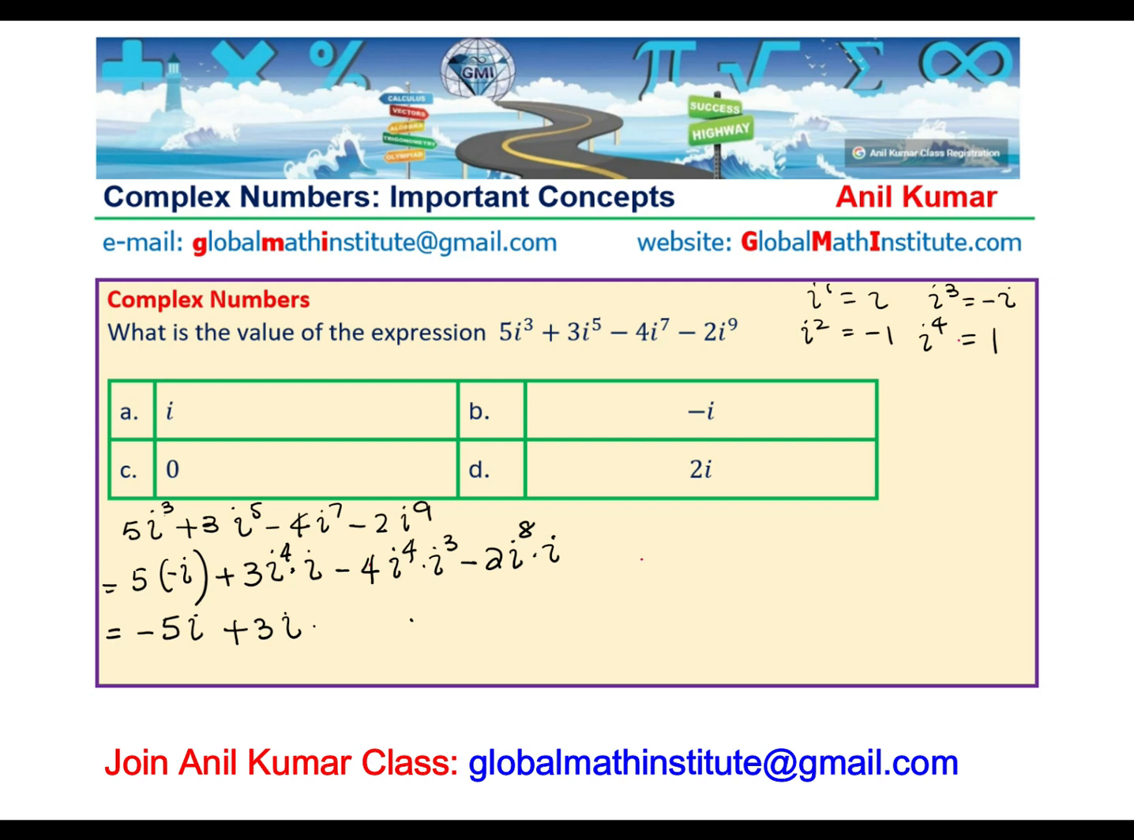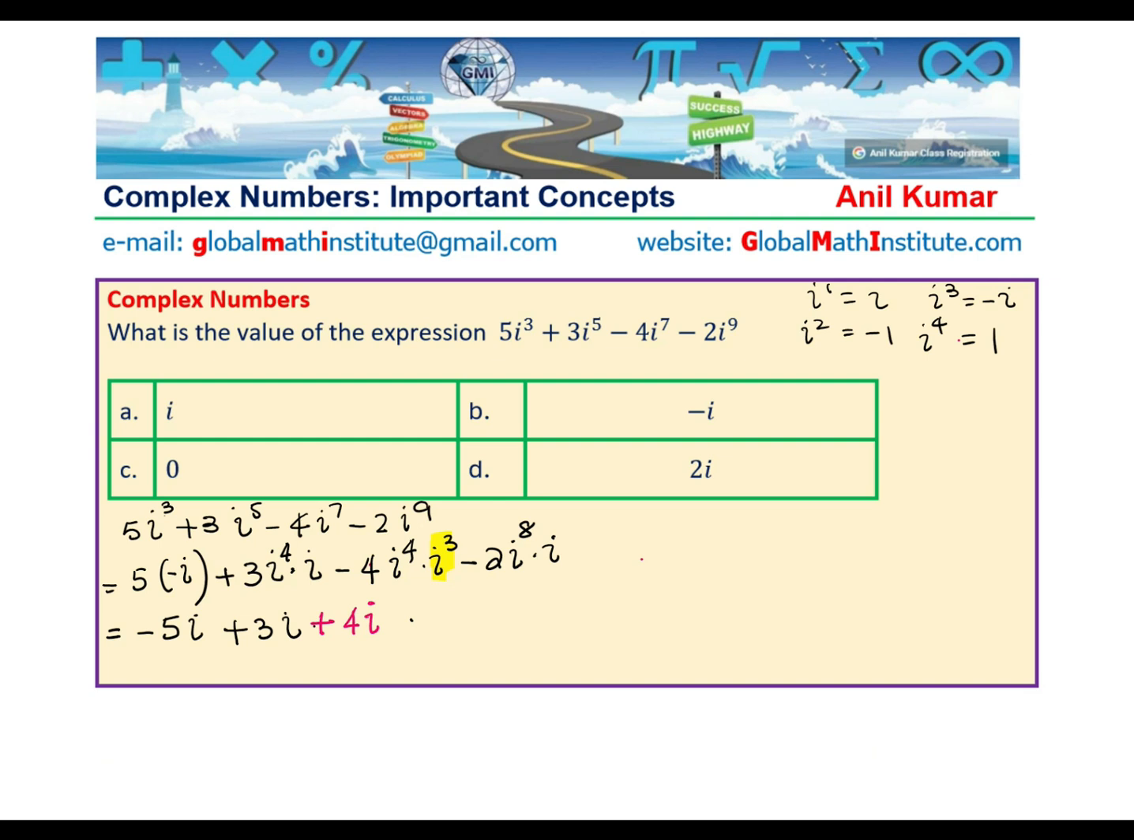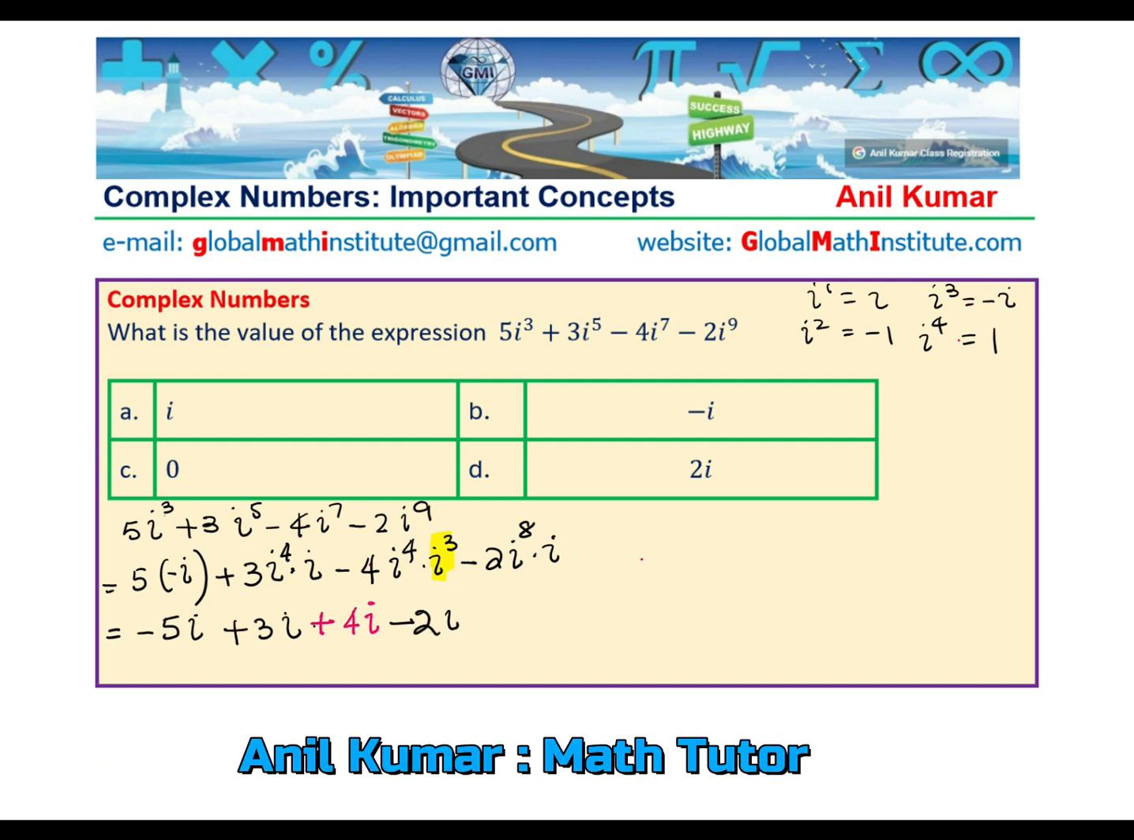Now, in this case, as you can see, i cube will give us minus i, and therefore the sign will change. So this sign will be plus, right? Plus 4i, right? And then we have minus 2 times i to the power of 8, which is 1, times i, so minus 2i, right?